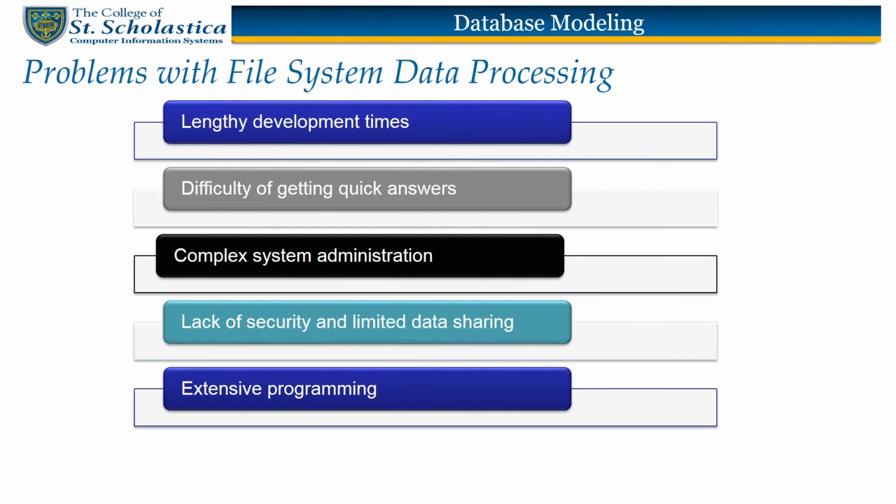The problems associated with a file system severely challenge the types of information that can be created from the data, as well as the accuracy of the information, due to the lengthy development times, the difficulty of getting quick answers, a more complex system administration, the lack of security and limited data sharing, and the extensive programming often required. Understanding the shortcomings of the file system enables you to understand the development of modern databases. Although many of these problems are not unique to file systems, failure to understand such problems is likely to lead to their duplication in a database environment, even though database technology makes it easy to avoid them.